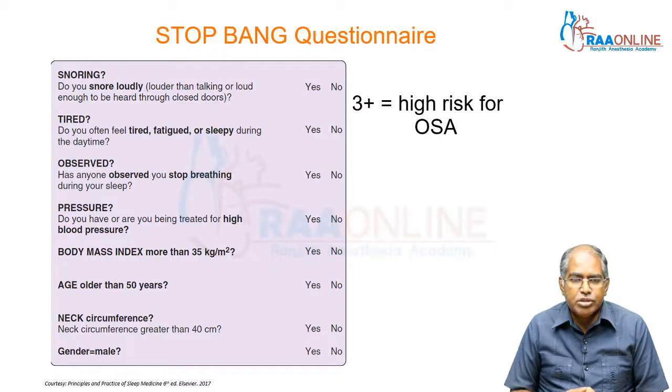information about the patient, including snoring, history of tiredness, observed apneas, blood pressure, body mass index, age, neck circumference, and the gender. Based on this, you score them. So, an answer of yes scores 1 and an answer of no scores nothing. So, if you have 3+, then there is a high risk the patient could have obstructive sleep apnea.